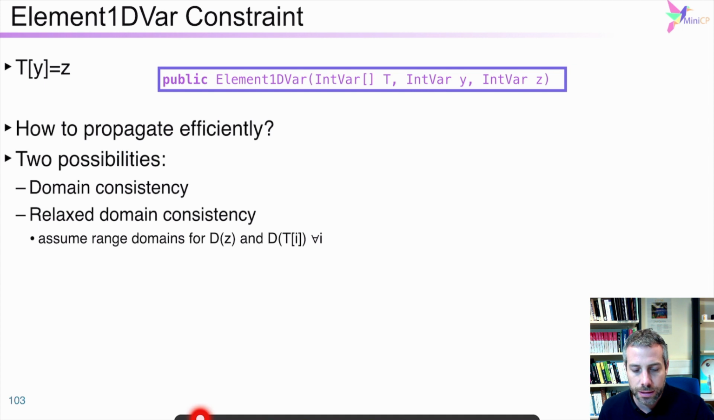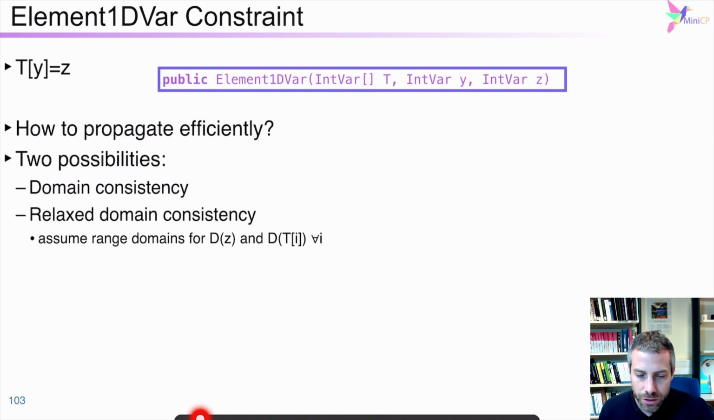Let's start first with the signature of the constraint. The only thing that has changed in the signature of the constraint is this part. As you see, instead of an array of Java integers, we have an array of CP integer variables there. The index variable is still a variable, and the target variable z is still a variable, and this is posting the constraint that at the index y, you should have the value z. So that's the element constraint that we are interested in.